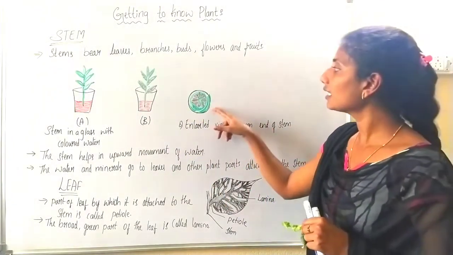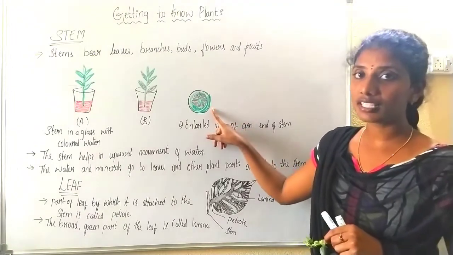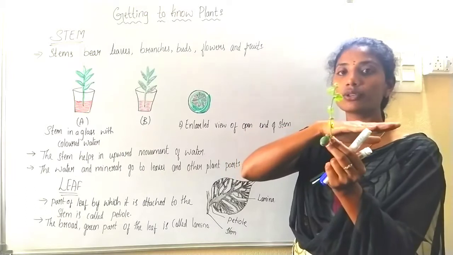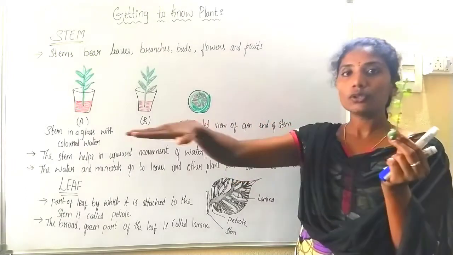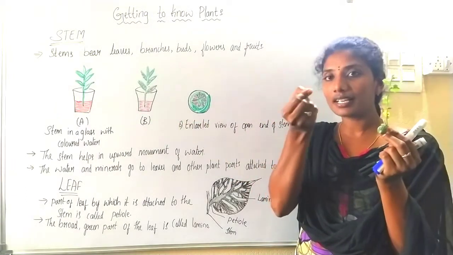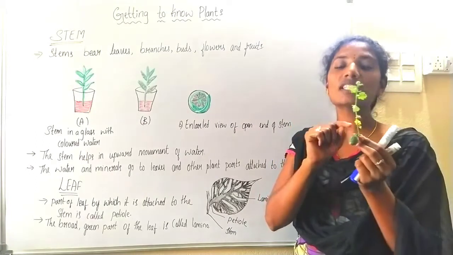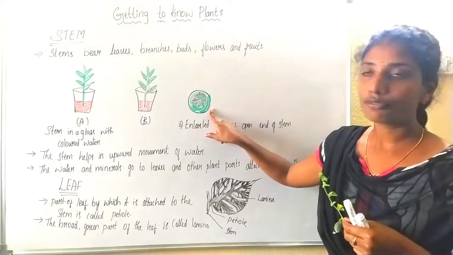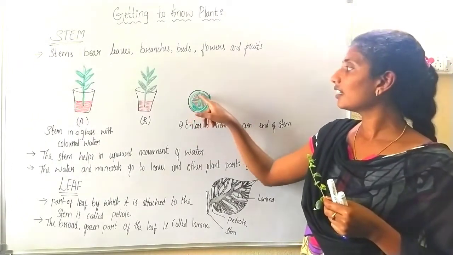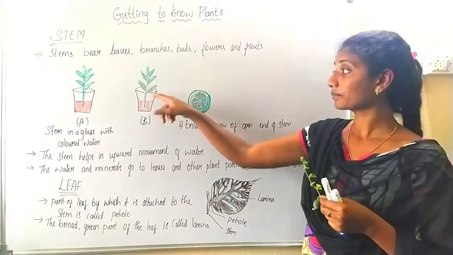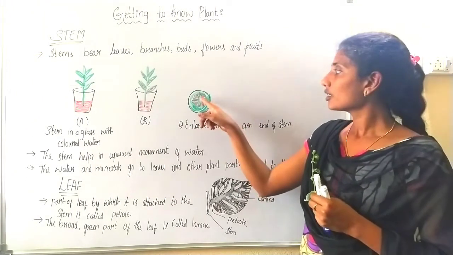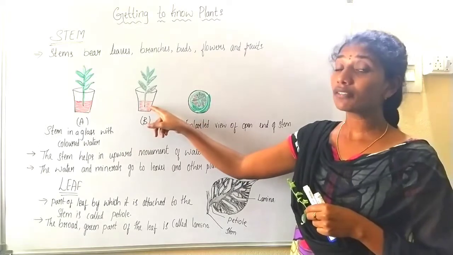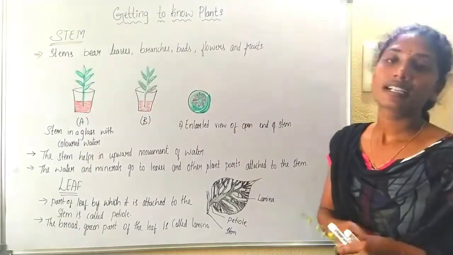So you can see that this is the enlarged view of a stem. If you take a transverse section, means you cut the plant in a horizontal way, and take a very small thin slice of this stem and place it under a microscope, you can see it like this. Here you can see the colored appearance inside the stem. This colored appearance is because of the ink that we added inside the container.